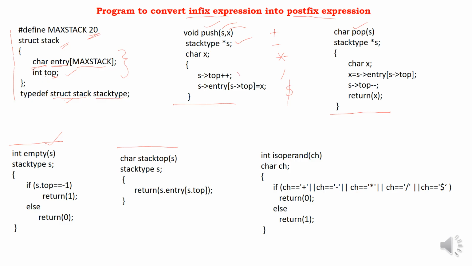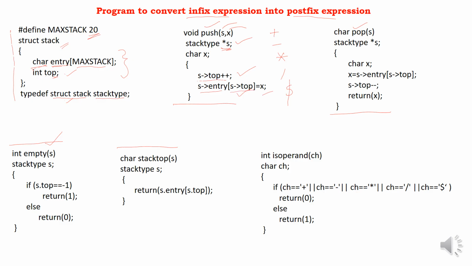So initially, increase top and place the element on top of the stack. Top is top plus 1. Entry of top is x. As top and entry are members of the stack, which is a structure and a reference parameter, that is, a pointer to stack, so S arrow top is S arrow top plus 1. S arrow entry of S arrow top is x.